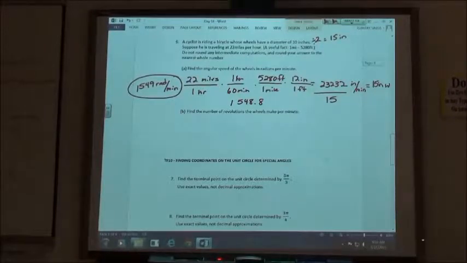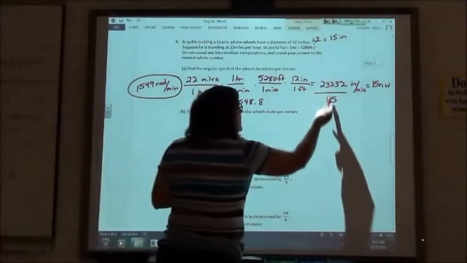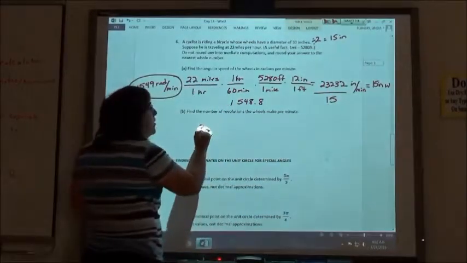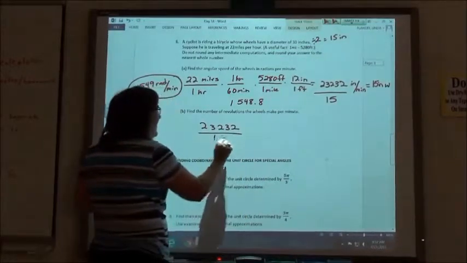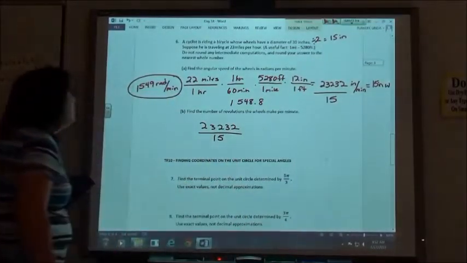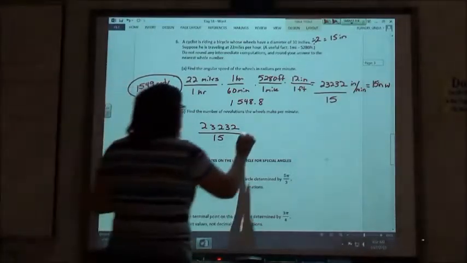Now we want to change that into how many revolutions per minute. And so I'm just going to use this one since it wasn't rounded off too far. 23,232 divided by 15 is in radians per minute.